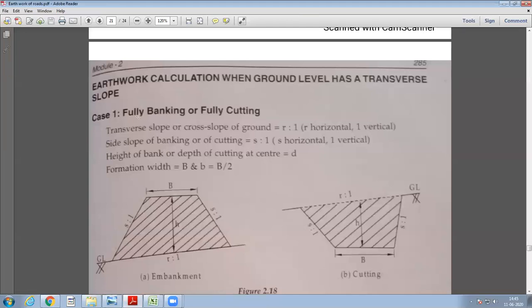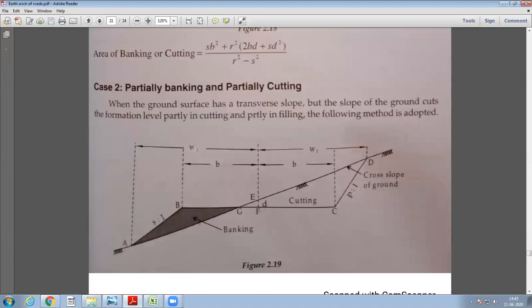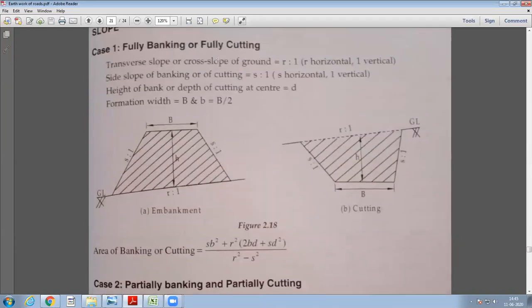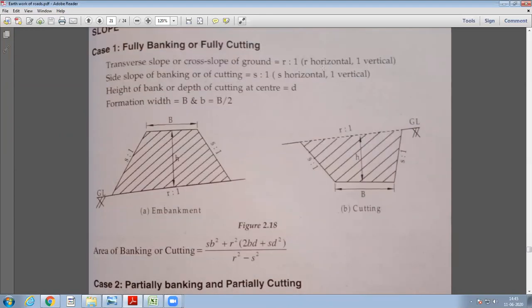In this case, there are two cases. One is when the problem is with fully banking or fully cutting, and the other with partially banking and partially cutting. We have two different types of formulas for this. So if we come to the case of fully banking and fully cutting, let us assume this transverse slope, also called cross slope, as r is to 1. This is the transverse slope of ground level, where the ground is not straight. R is horizontal and 1 is vertical.